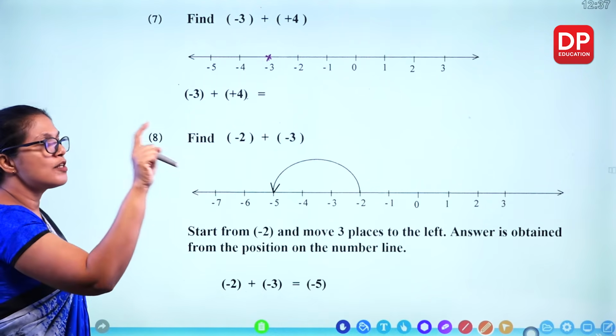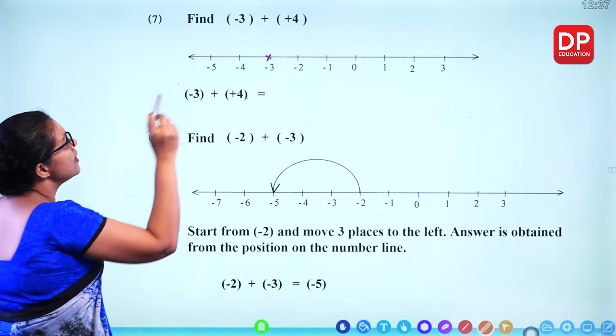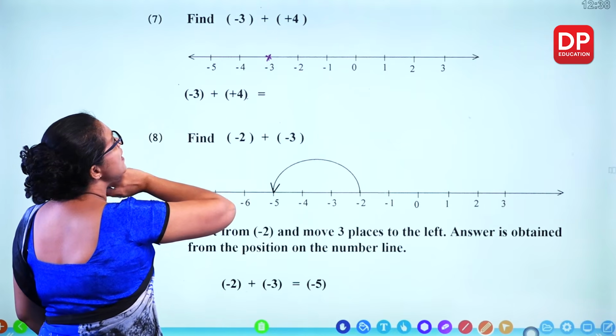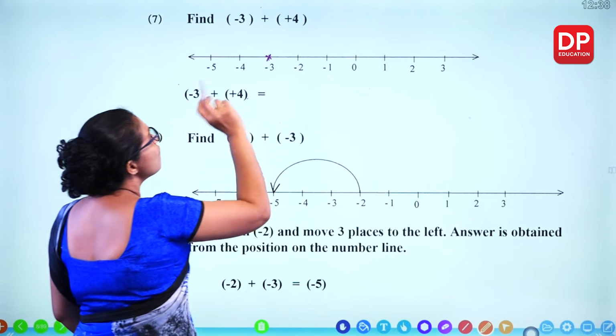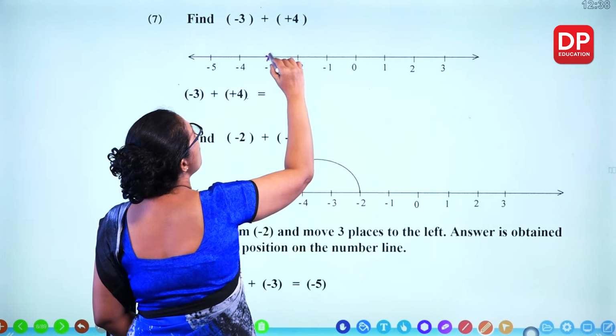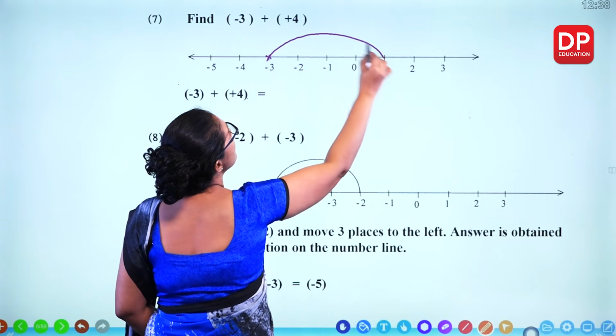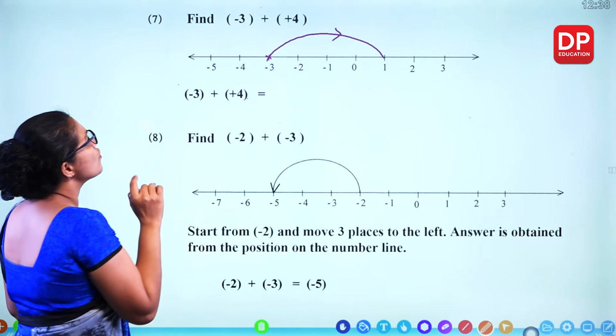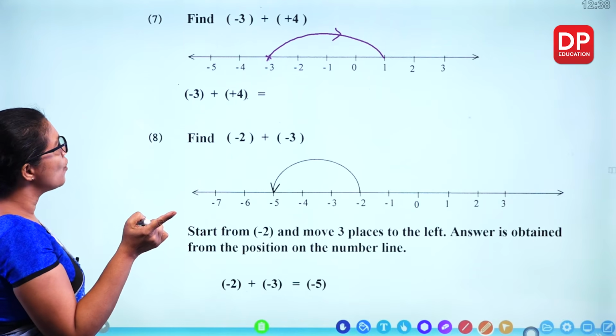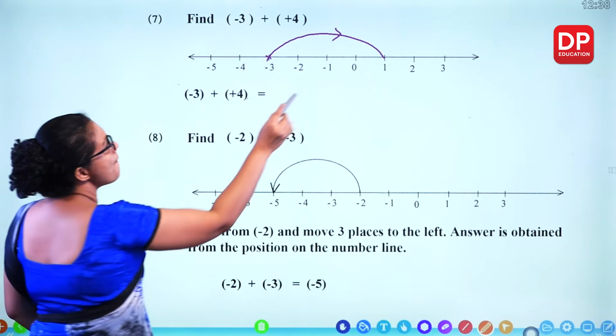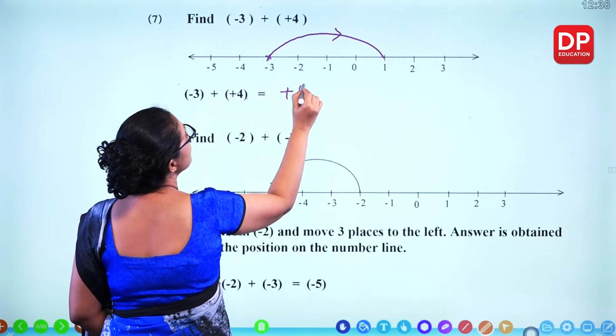Plus means to the right. And +4 means you are moving 4 places to the right. 1, 2, 3, 4. So, you are moving to this side. So, what's -3 + 4? Answer is +1.